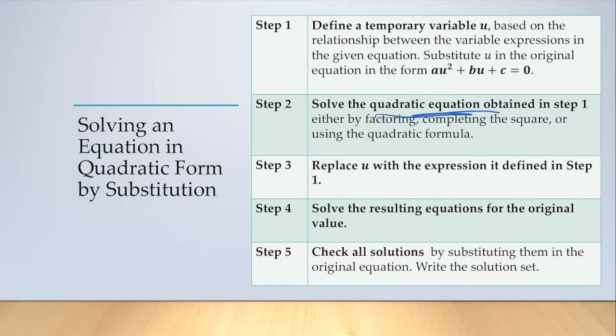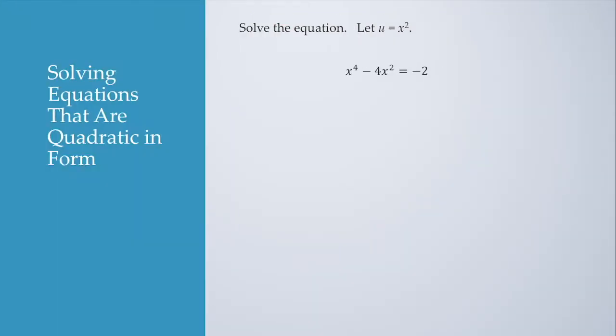Once you solve for u, you replace it with the expression you defined in step 1, and you solve the resulting equations for the original variable. And then, of course, you always need to check your solutions just to make sure you didn't make a mistake and that everybody's included. So let's work through a couple more examples, and then I think we'll be in really good shape.